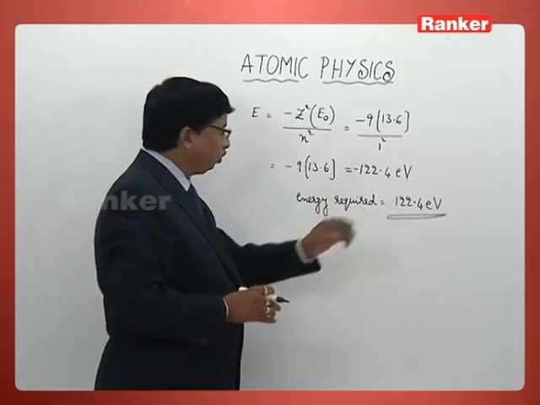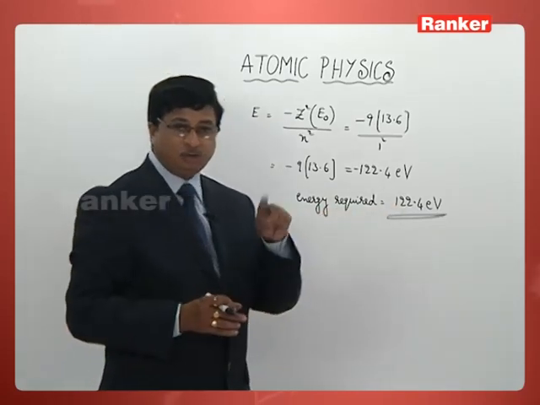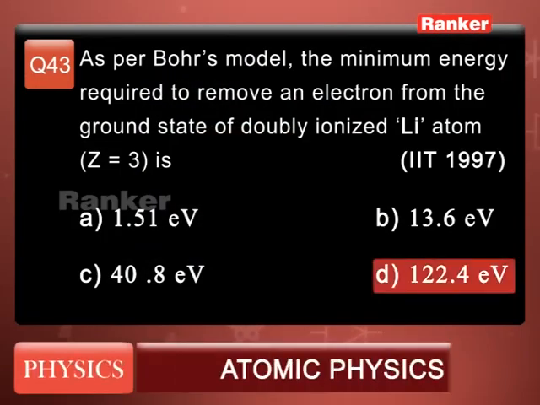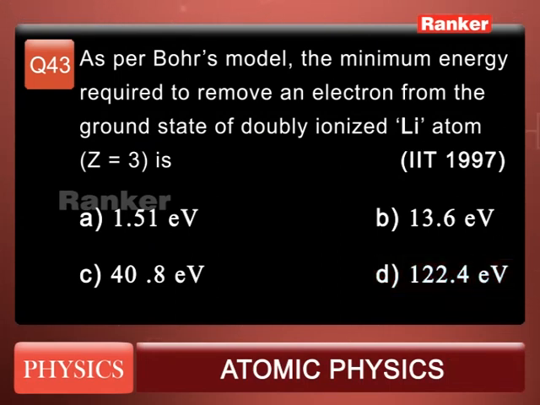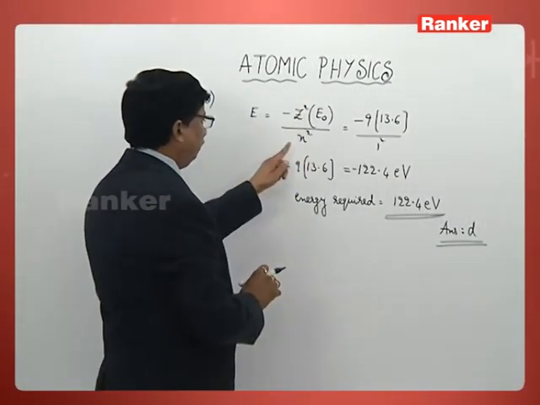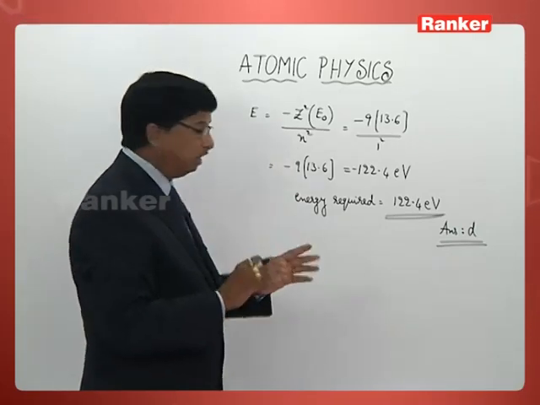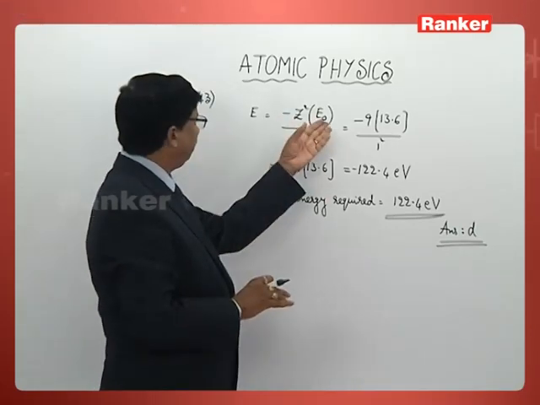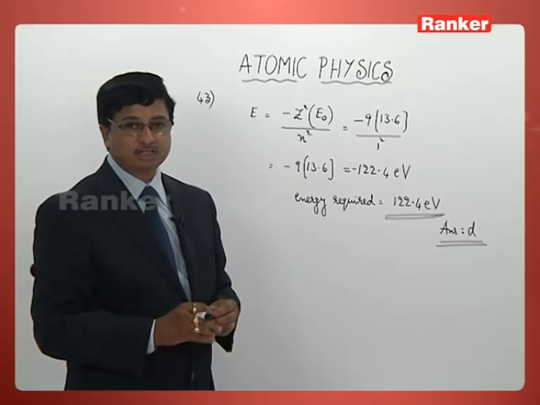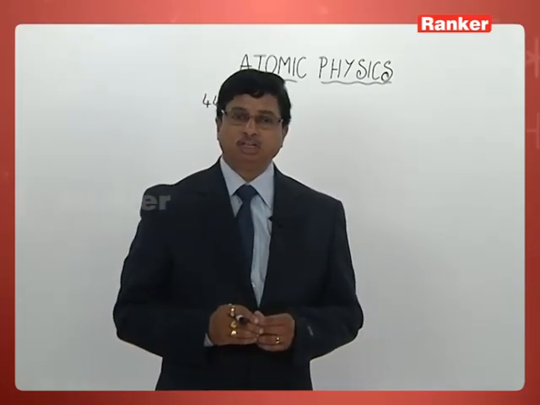Alright, so 122.4 electron volt coincides with the fourth option out of all four. So we can take it that the answer here is D, the fourth option, 122.4 electron volt. That is the energy that is needed. If Z is taken constant, energy is inversely proportional to n square. If Z is to be considered, better remember minus Z square E naught by n square. That is the concept. Look at the next one, problem 44.